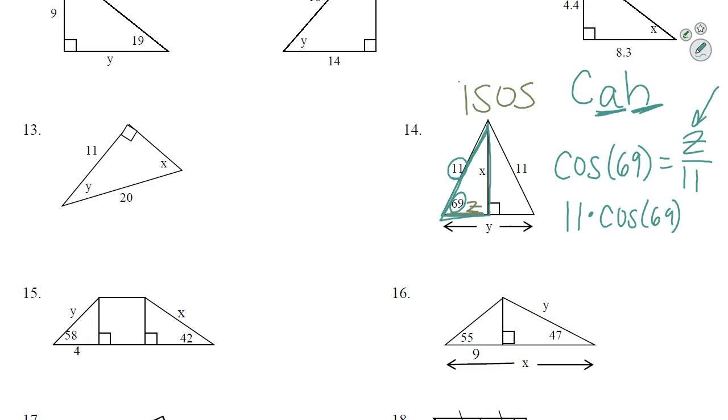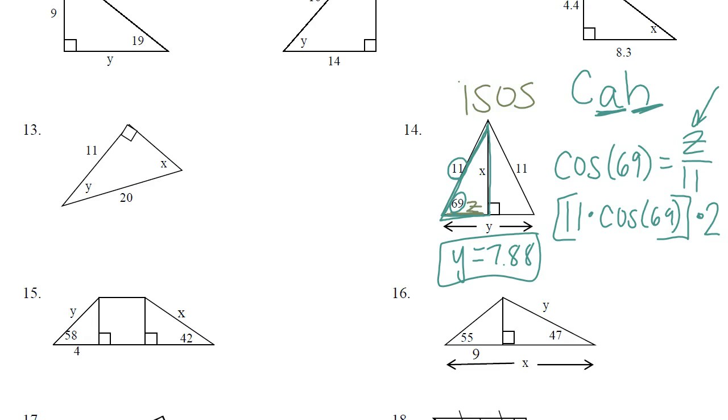So in my calculator, I'm doing 11 times cosine of 69 degrees. As long as you are in the right mode, you'll get 3.94. But I have to remember that that's only half of y. So I'm going to take that number and I'm going to double it. And we get y is 7.88.